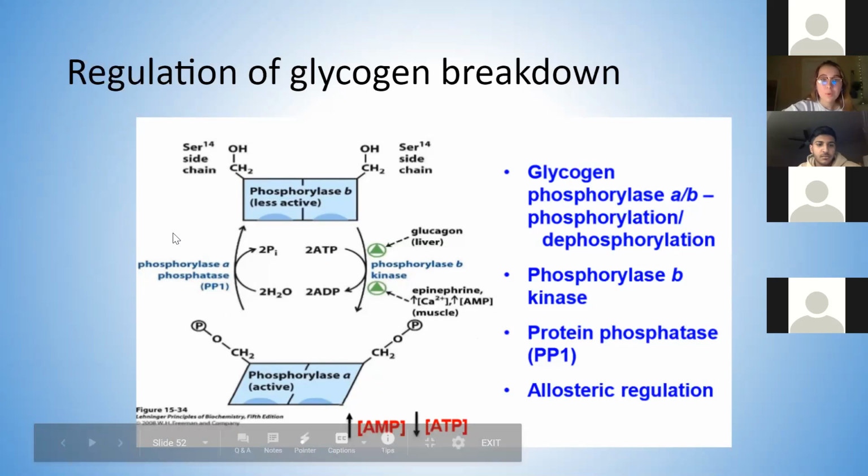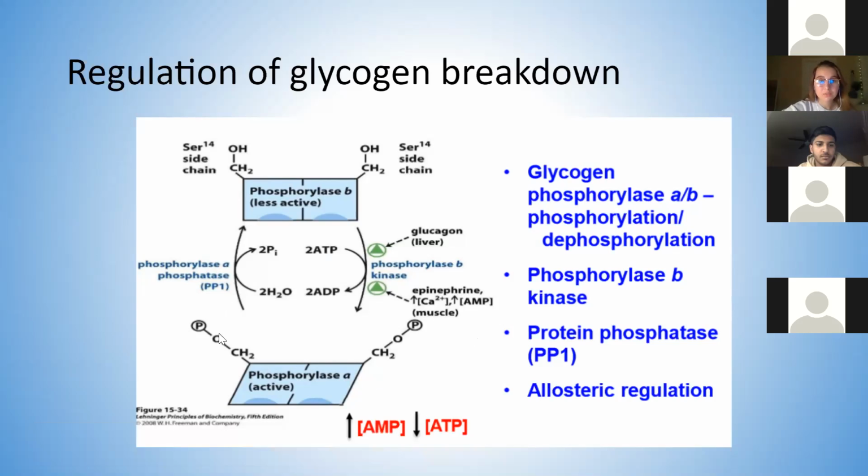activate our phosphorylase B kinase to phosphorylate it and activate it to our phosphorylase A. To the contrary, when we are in conditions of low blood glucose, we are going to be activating our phosphorylase A phosphatase, which is on the left, via a mechanism with PP1.